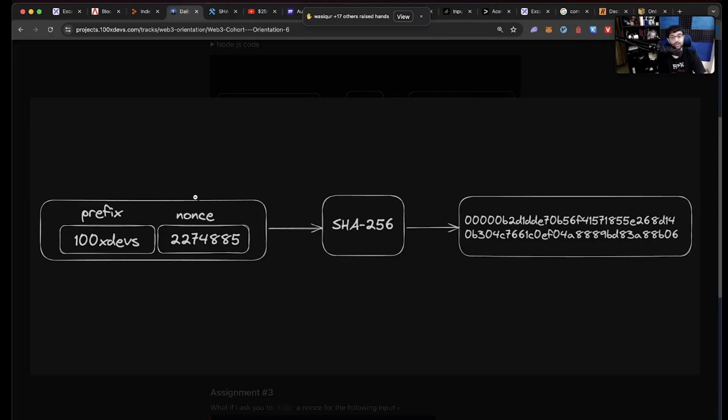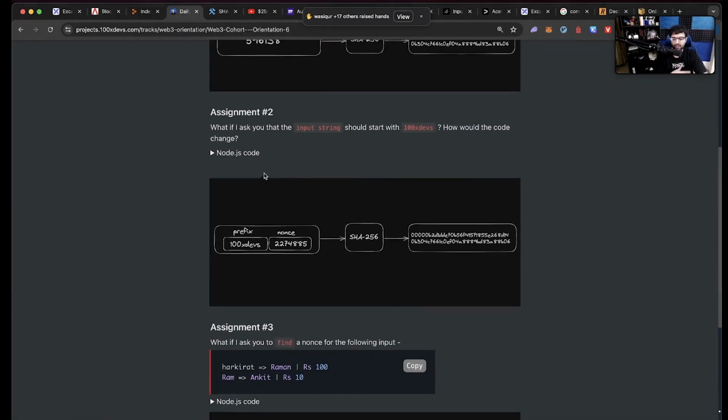Find what's called a nonce. They have to find a number. They start from 0, keep going up until they find a number such that 100x devs followed by that number gives you an output. Cool. Can you write the code for this?